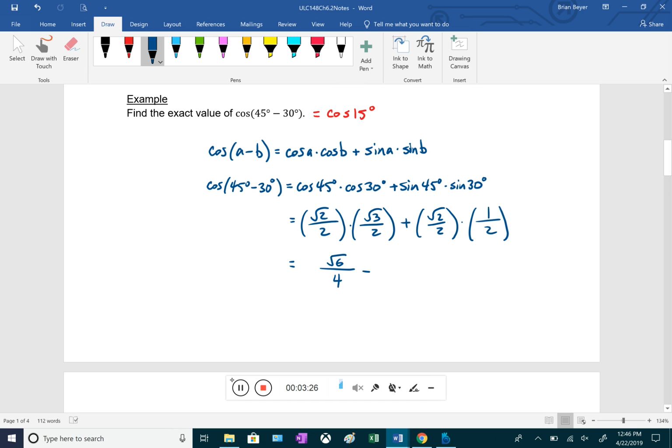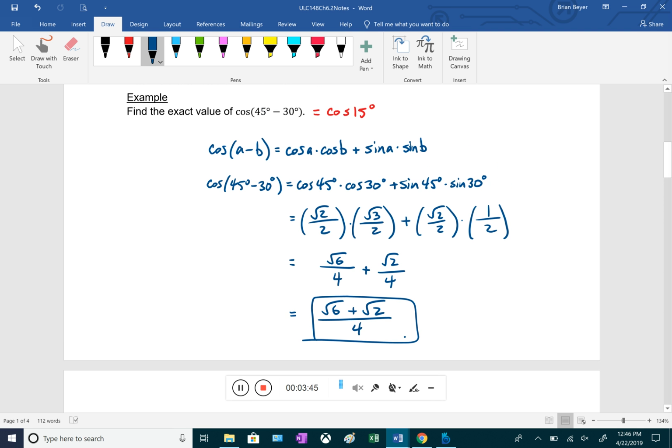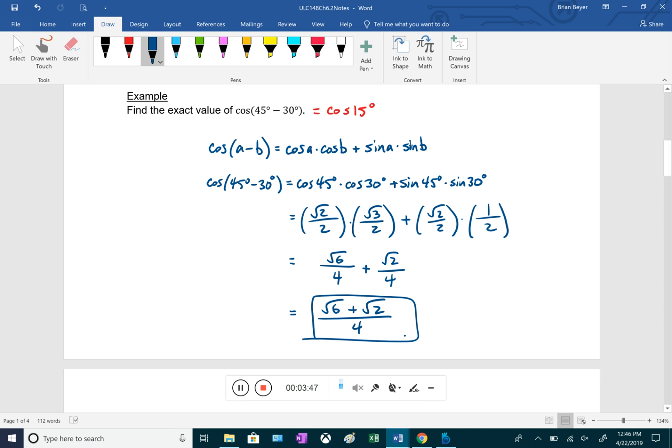For the next one, we have plus radical 2 times 1, so radical 2, over 2 times 2 is 4. And now we can just put these into one fraction here. This would be radical 6 plus radical 2, all over 4. And we can leave it just like that, can't simplify that. Okay, so cosine of 15 degrees is radical 6 plus radical 2 divided by 4.